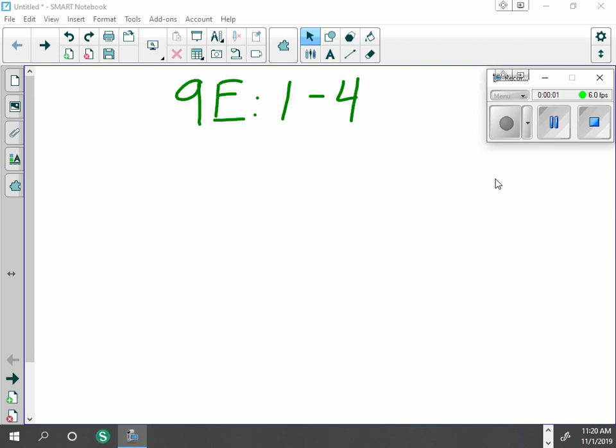9E number 1, the scatter diagram in figure 7 shows stripes. So figure 7 is back on the previous page, 151. Why are there a whole bunch of horizontal stripes? Do you guys see that? The X's are spread out all over the place, but the Y's are in these horizontal stripes. Why would that be?